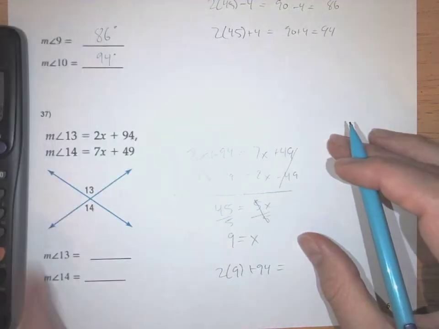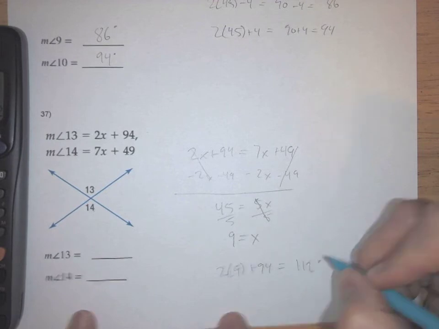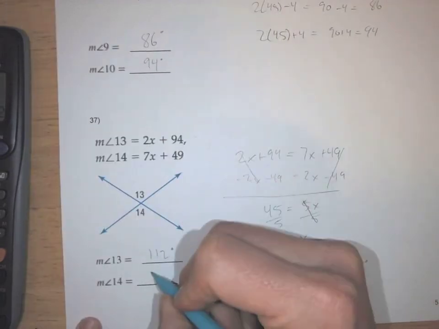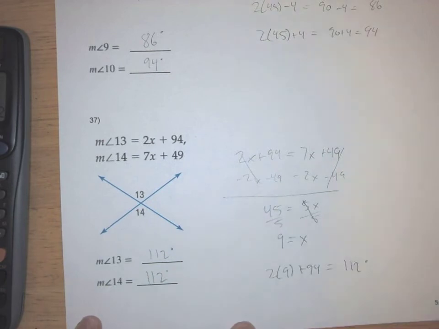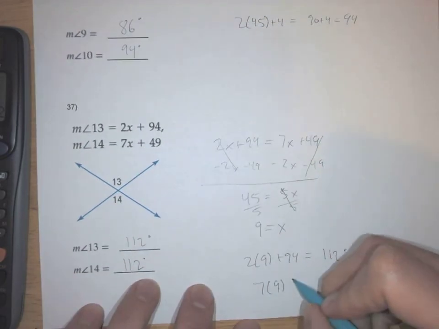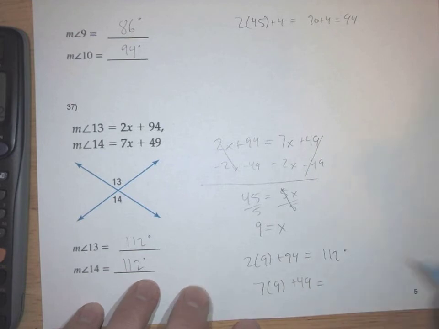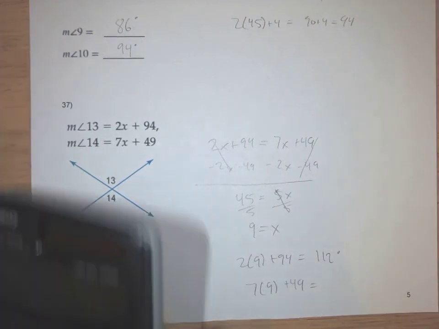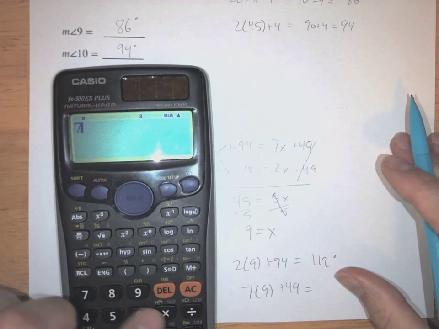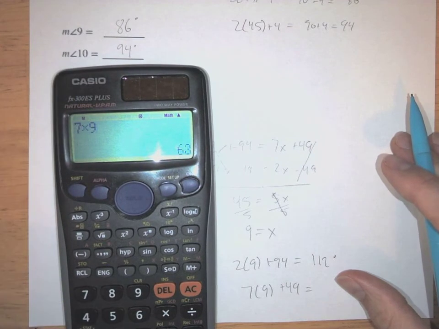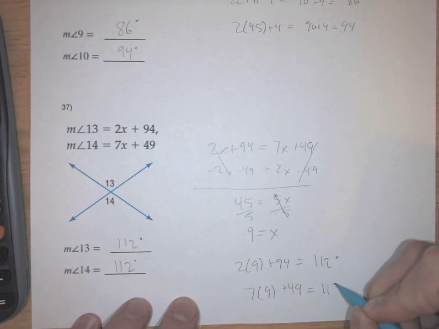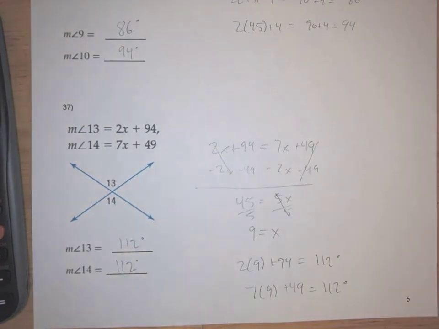Okay, so 112 degrees. So that's angle 13. Now, since they're congruent, this better be 112 degrees as well. But let's just double check. 7 times 9 plus 49 should equal whatever the measure of angle 14 is, and we're thinking that that should be 112. So 7 times 9, 63, plus 49, sure enough, 112 degrees. So that all checks out.